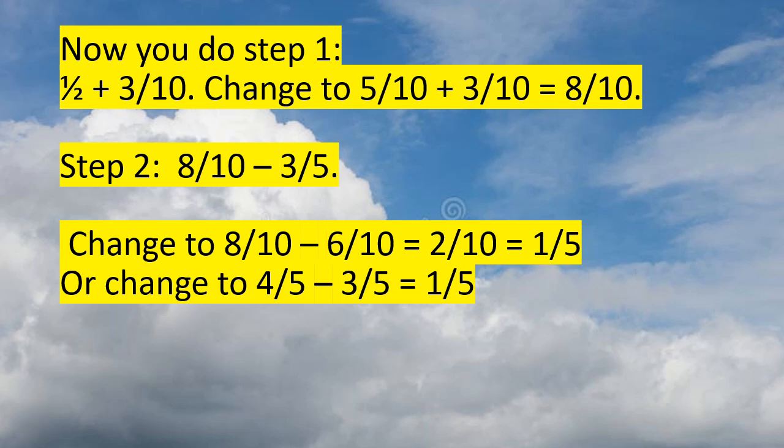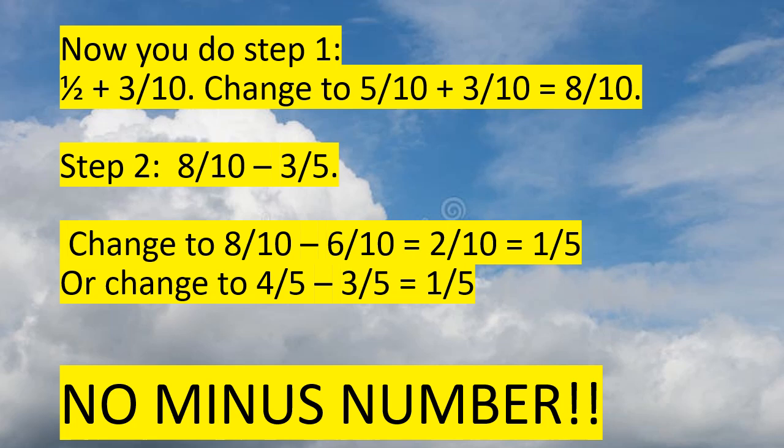Alternatively, you can change to 4 by 5. You change the 8 by 10 to 4 by 5, and then you can minus 3 by 5. 4 by 5 minus 3 by 5 equals 1 by 5. Either way, you get the same answer, 1 by 5. And by rearranging the order like this, you get no minus number on the way through.